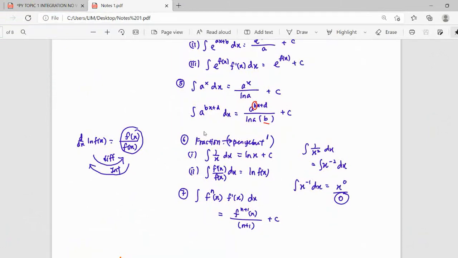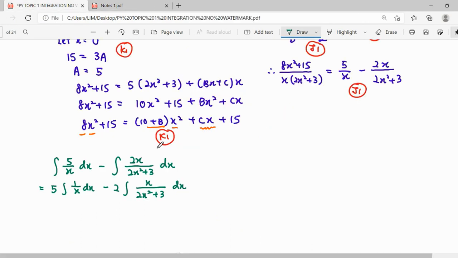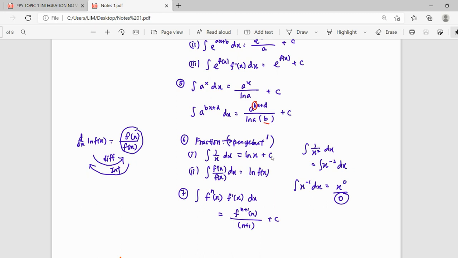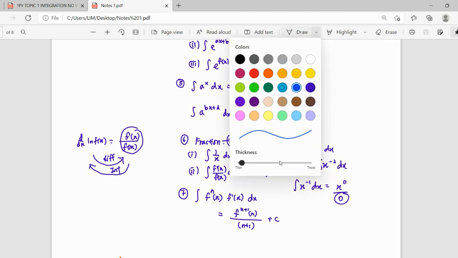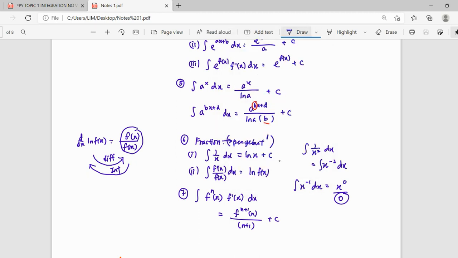Okay, so what can we do? We can integrate a fraction when our denominator is power 1, integrate 1 over x. So that's why we factorize our constant 5. We factorize 5, and we're going to integrate 1 over x. The answer is ln x, so this one gets a modulus. Okay, modulus.